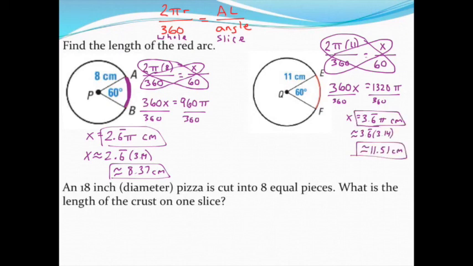So there you go, hopefully you got the same thing: an exact arc length of 3.6 repeating pi centimeters, or an approximate arc length of about 11.51 centimeters.